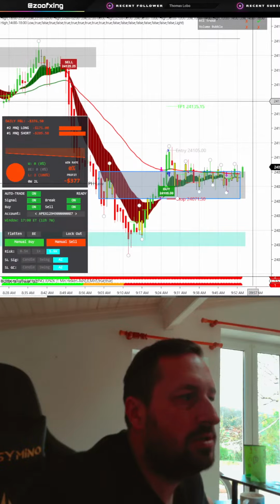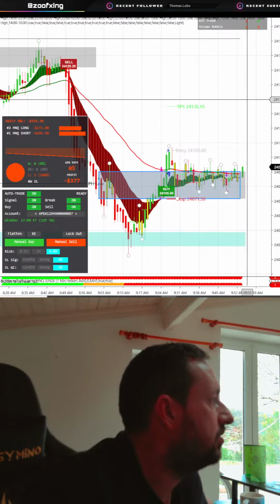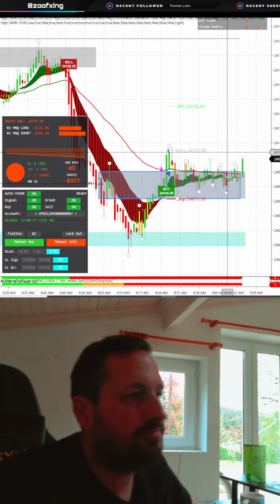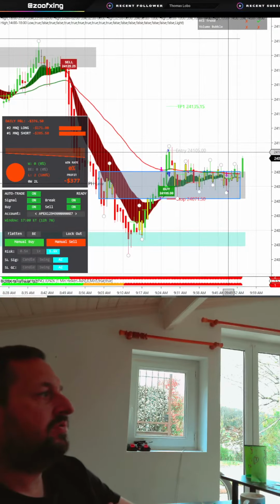So if I wanted to change pairs, for example, and trade a different pair, you need to make sure it's a new chart. Load up the pair first, or remove the indicator and then load the pair, right?